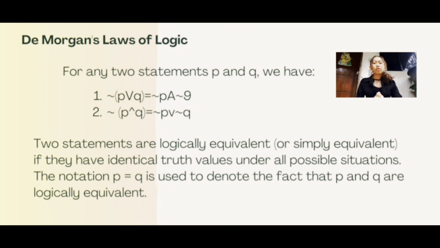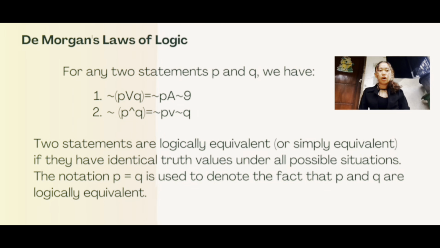Moving forward to the last topic, called De Morgan's laws. The first law is the negation of a disjunction statement: not (P or Q) equals not P and not Q. Meaning, if you negate the statement P or Q, it is equivalent to saying not P and not Q. In simpler terms, the negation of the disjunction is true only when both P and Q are false.